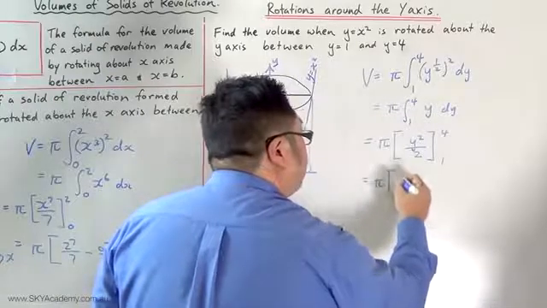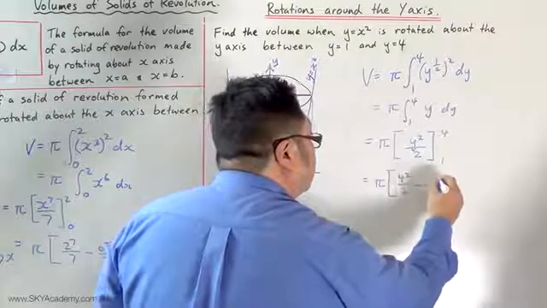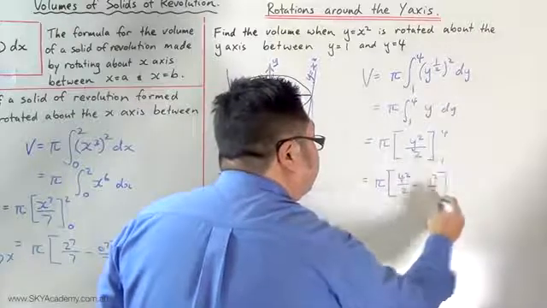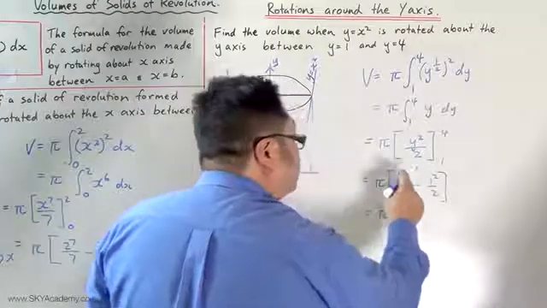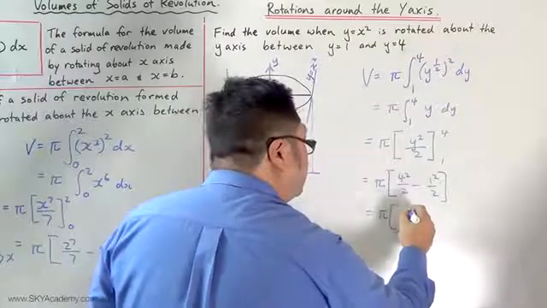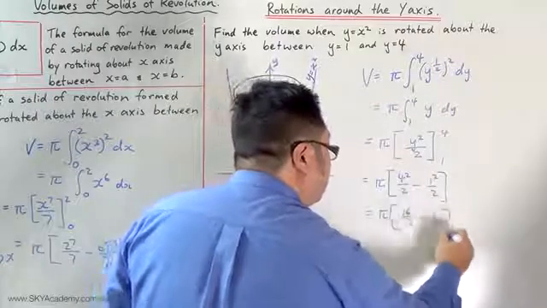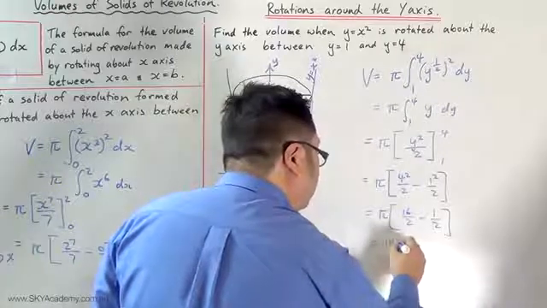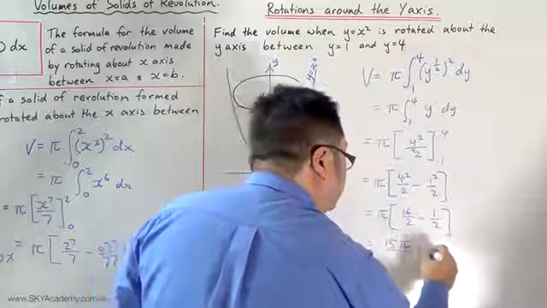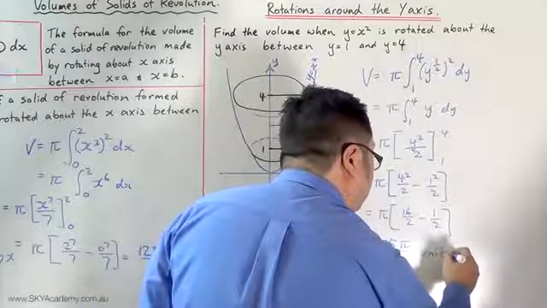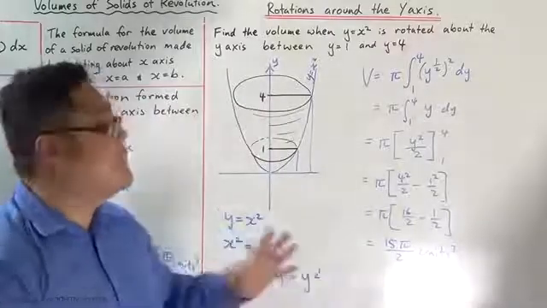Let's work that out. Pi times 4 squared on 2 minus 1 squared on 2 gives you pi times 16 on 2 minus 1 on 2, which gives you 15 pi on 2 cubic units. Does that make sense?